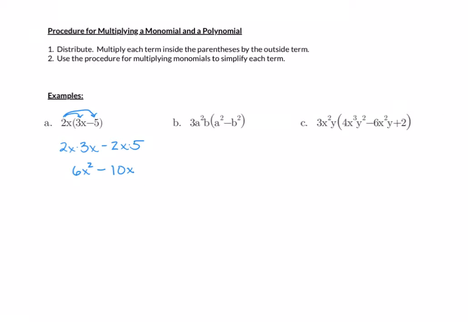All right, let's come over to example B. Same idea, we're going to distribute. And I'm just going to go ahead and do the multiplication so that this video isn't too long. So if we go ahead and multiply 3a squared b times a squared, we get 3. A squared times a squared is a to the 4th. And we still have a b. Second term, we get minus 3. We have an a squared. And b times b squared is b cubed.